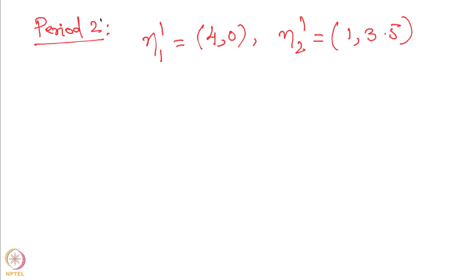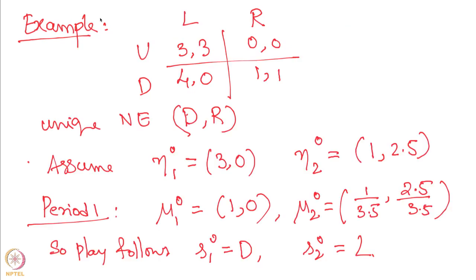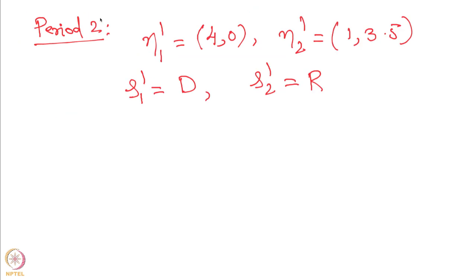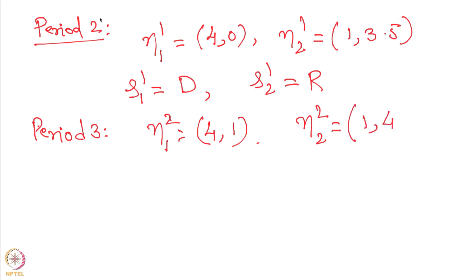Now in this case eta_1^1 is there, and correspondingly mu_1^1, and in fact we can see that s_1^1 is going to be D here, s_2^1 is going to be R here. It again follows from the same thing. Look at mu_1^0 and mu_2^0, they are the probability distributions coming from here, and then look at their best responses, then D and R come in period 3. So now eta_1^2 becomes (4, 1), and eta_2^2 becomes (1, 4.5). In this case s_1^2 is going to be D, s_2^2 is going to be R.